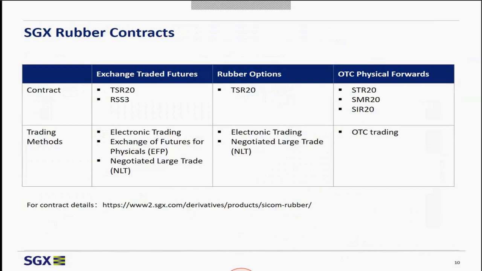SGX rubber products can be broadly classified into 3 broad categories. For exchange traded futures, we offer the world's only US dollar traded TSR20 and RSS3 futures. We also offer the world's only TSR20 rubber options. In addition to exchange traded futures and options, we also have 3 OTC rubber forwards based on standard Thai rubber, standard Malaysia rubber, and standard Indonesian rubber.